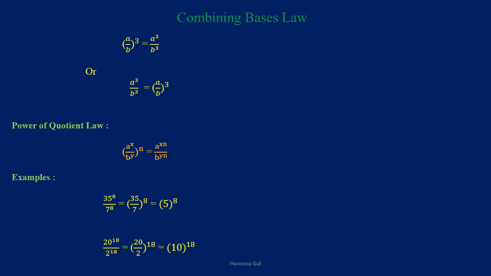Let us see an example, which is 35 raised to the power 8 divided by 7 raised to the power 8. Now, the powers are the same. What we're going to do is write it as 35 over 7 the whole raised to the power 8, and 35 divided by 7 gives us 5, and the power is going to remain the same, which is 8, right?